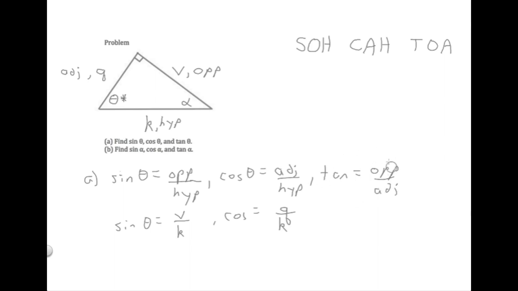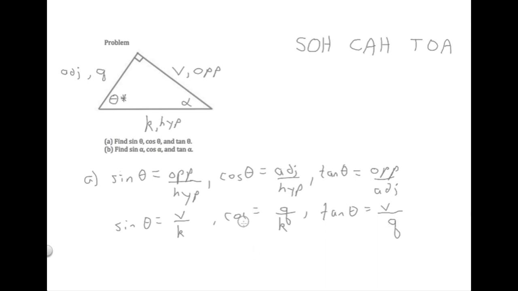Is this a good way to write it? Nope, that's terrible. This is meaningless. Sine, cosine, and tangent are functions that need an input of a variable. So just saying tangent doesn't mean anything. You have to say tangent of theta. You have to say which angle you're focusing on. So if you write this, that's meaningless. You've got to write this. Okay. So here we would have tangent of theta equals the opposite side, which is V, over adjacent, Q.